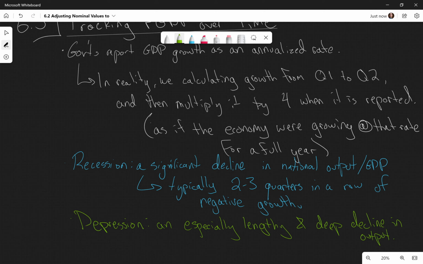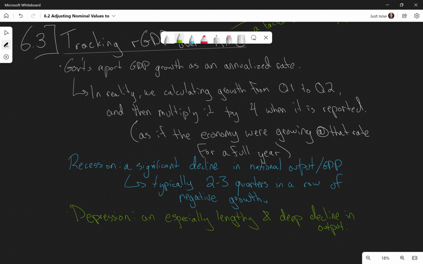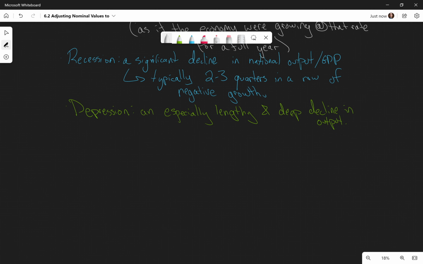So for the most part in the United States, we have seen an upward trending real GDP. Of course, there have been some bouts of rapid growth, and there have been some bouts of decline. And so how do we talk about those things when we're talking about GDP and expansions and recessions? So let's get some terms defined here. This is our section on patterns of recessions and expansions.